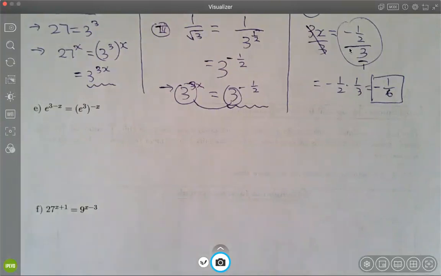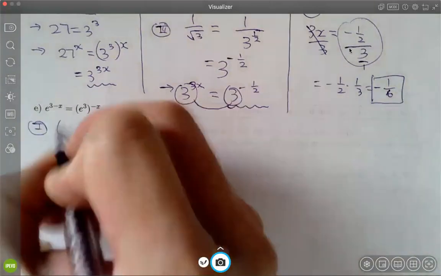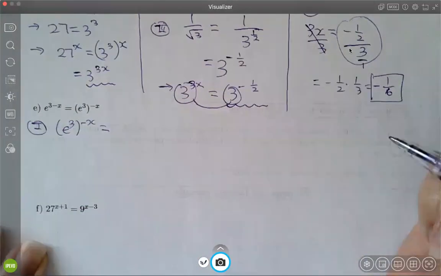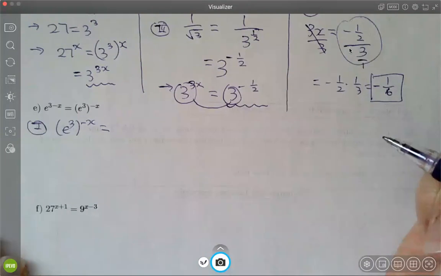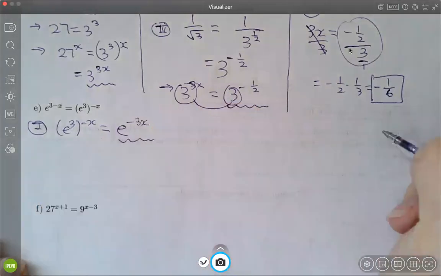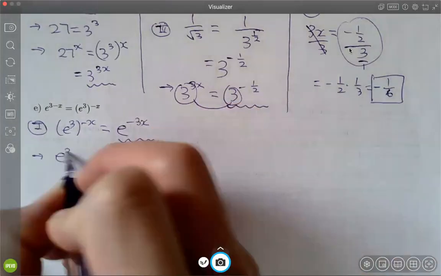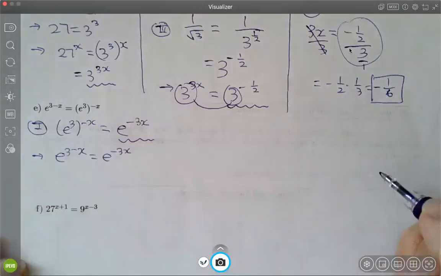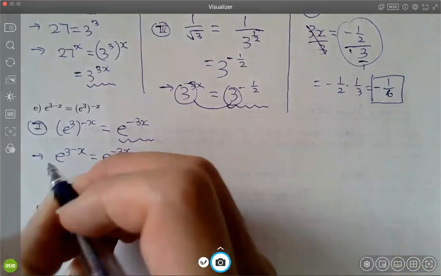Okay, so the first thing that you should notice is the right-hand side. Yes, you can say that it's e to the 3 minus x, but it's e to the 3 times negative x, right? So it's e to the negative 3x. So you have e to the 3 minus x is equal to e to the negative 3x. So indeed, they are not the same. So parentheses matter, right?